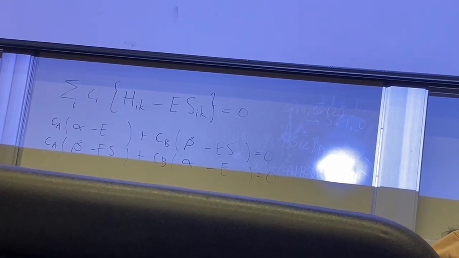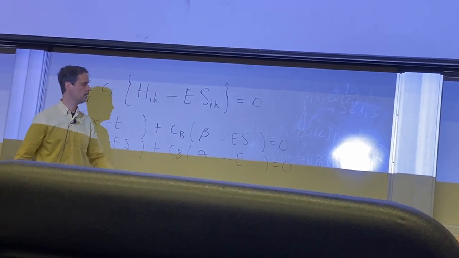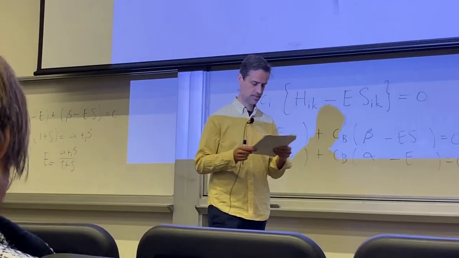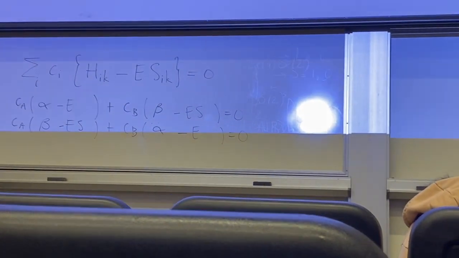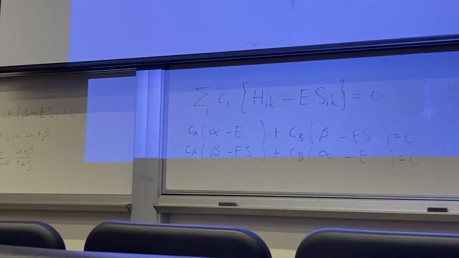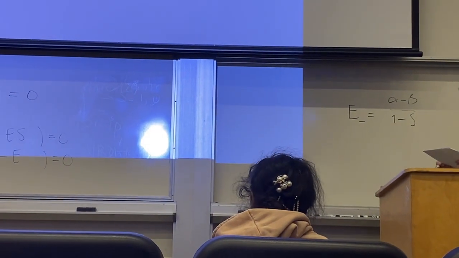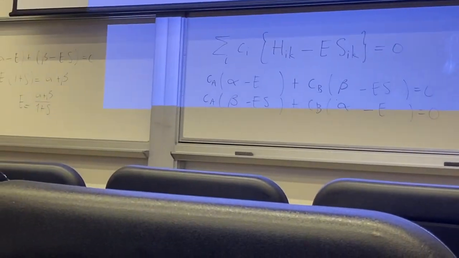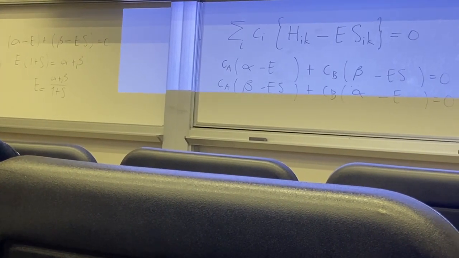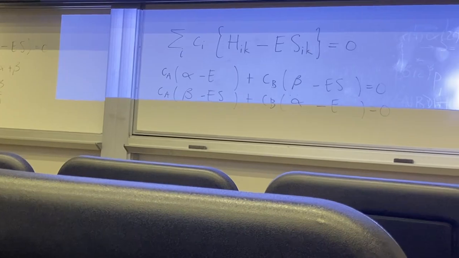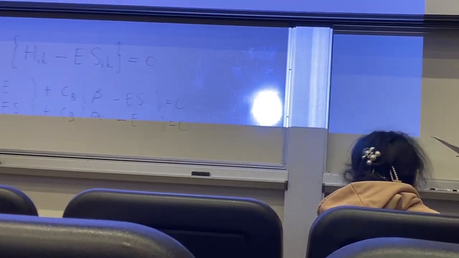Can I do the same thing for the anti-bonding orbital? Yes, you can. Now c_A equals 1 and c_B equals negative 1. If you do the same analogy, same thing, what you find is that E minus equals alpha minus beta over 1 minus S. So, using the secular equations from the variational principle, I can write out the energies and the wave functions for this problem.